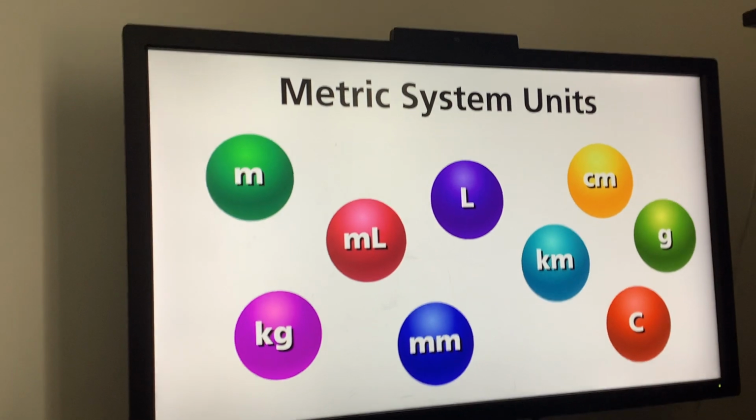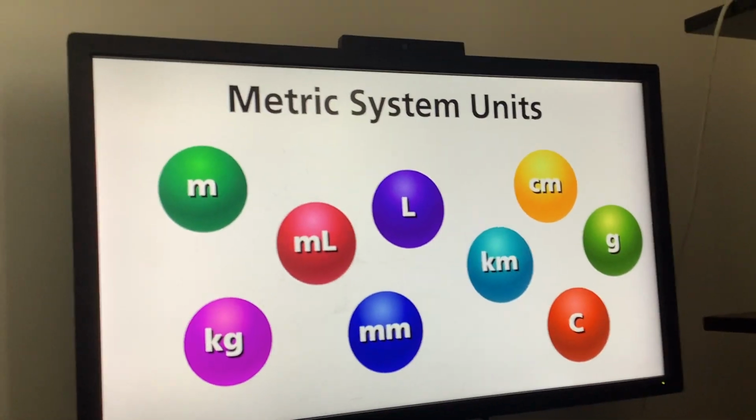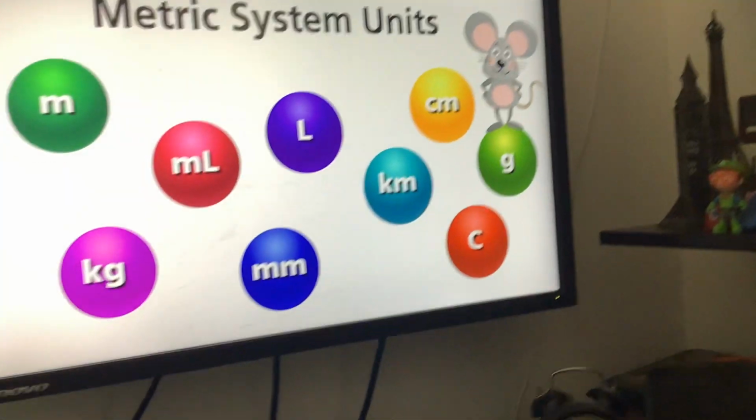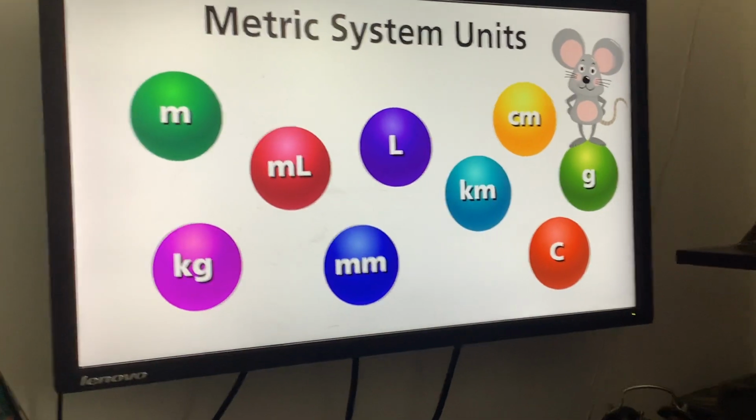There are many different units of measure in the metric system, and choosing the right one for each measurement is part of learning the language of science.